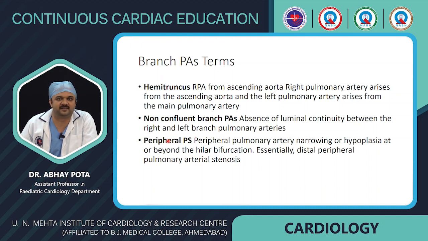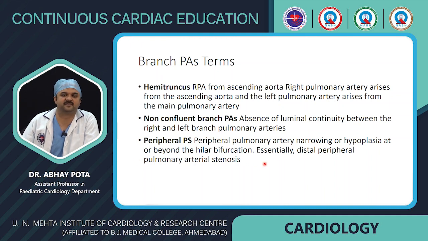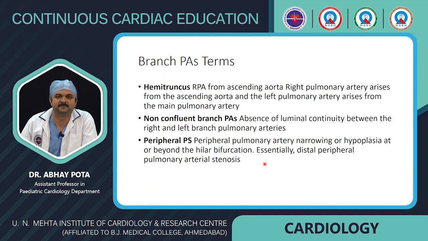What is peripheral PS? Peripheral pulmonary artery narrowing or hypoplasia at or beyond the hilar bifurcation. So essentially it is distal peripheral pulmonary artery stenosis, commonly seen in neonates, and it can regress by 6 months of age.